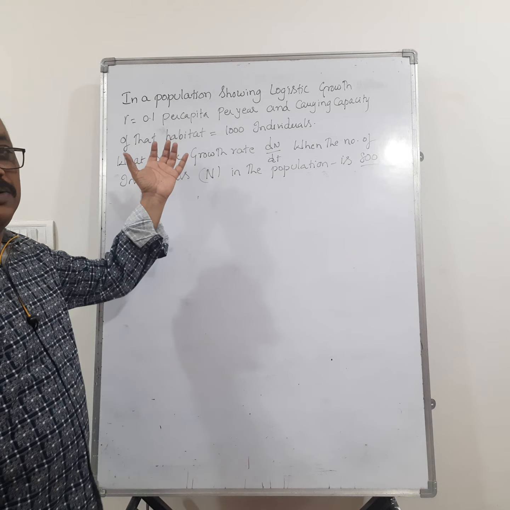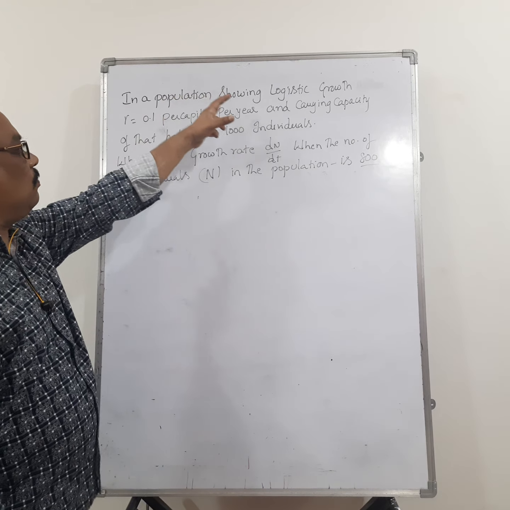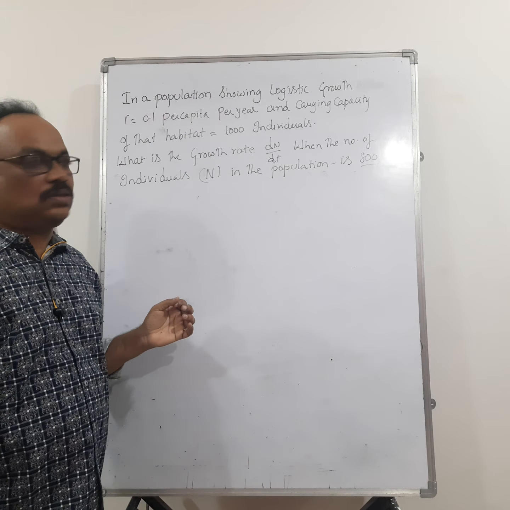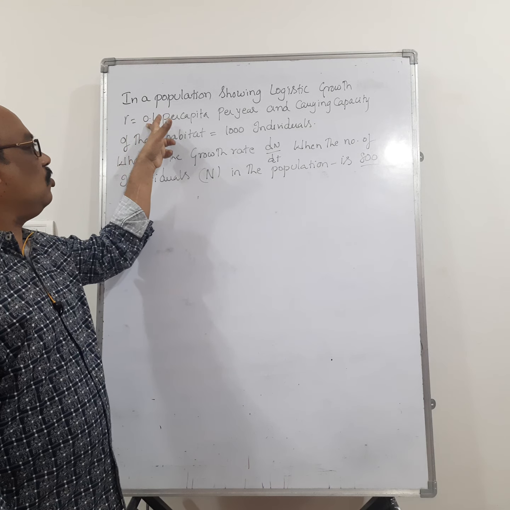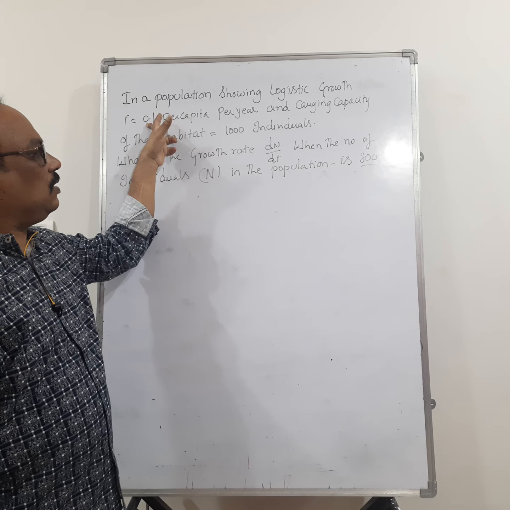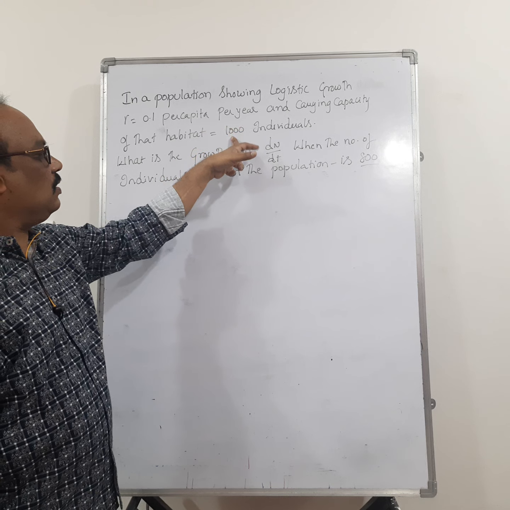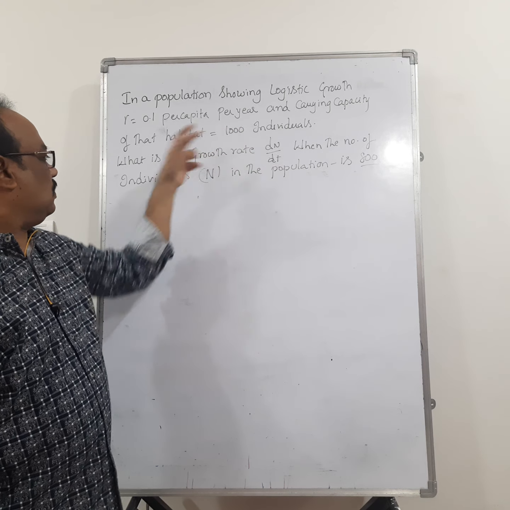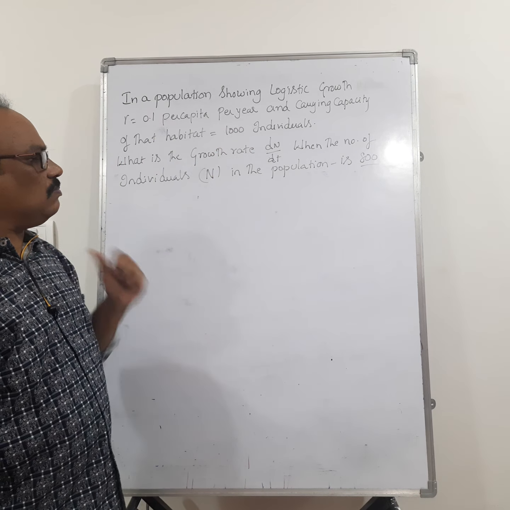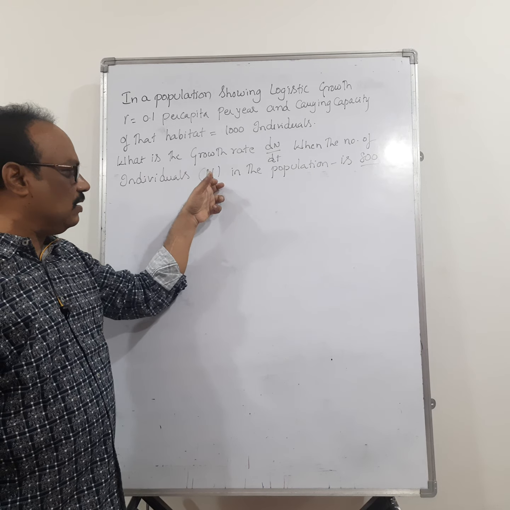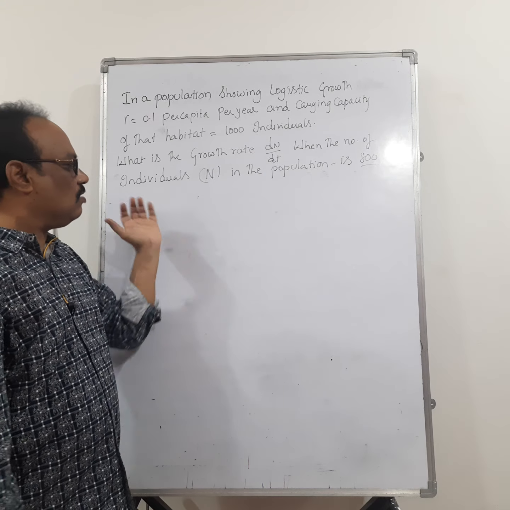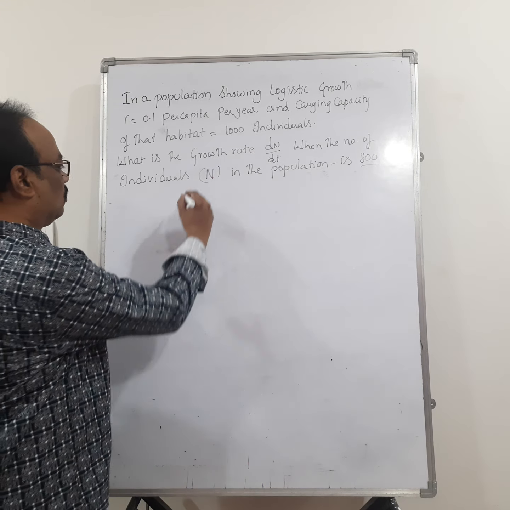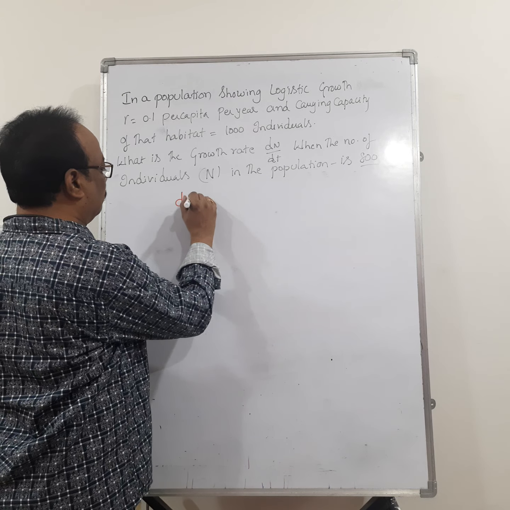So we are showing here one population. In a population showing logistic growth curve, the R value is 0.1 per capita per annum, and the carrying capacity of that individual's habitat is 1000. So what is the growth rate, that is dN by dt, when the number of individuals N in the population is 800? They have also given all the data. So what is the formula for this one?